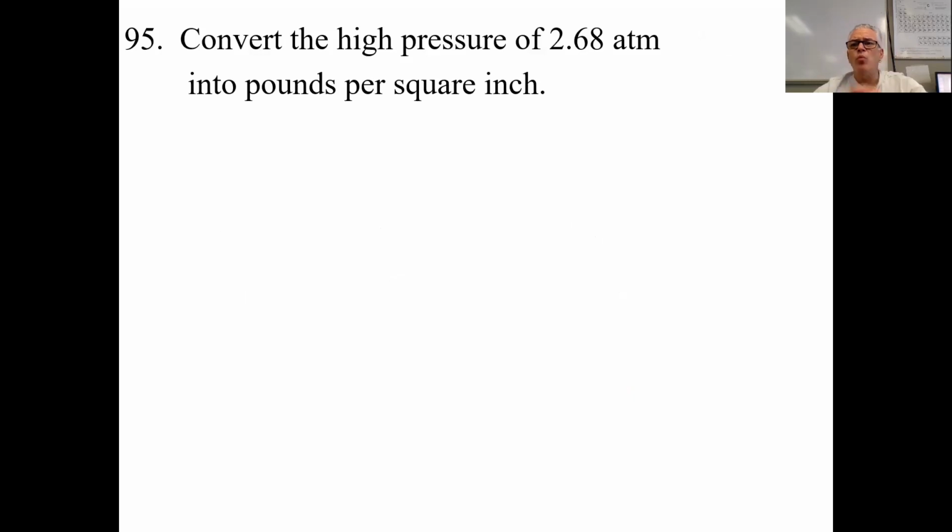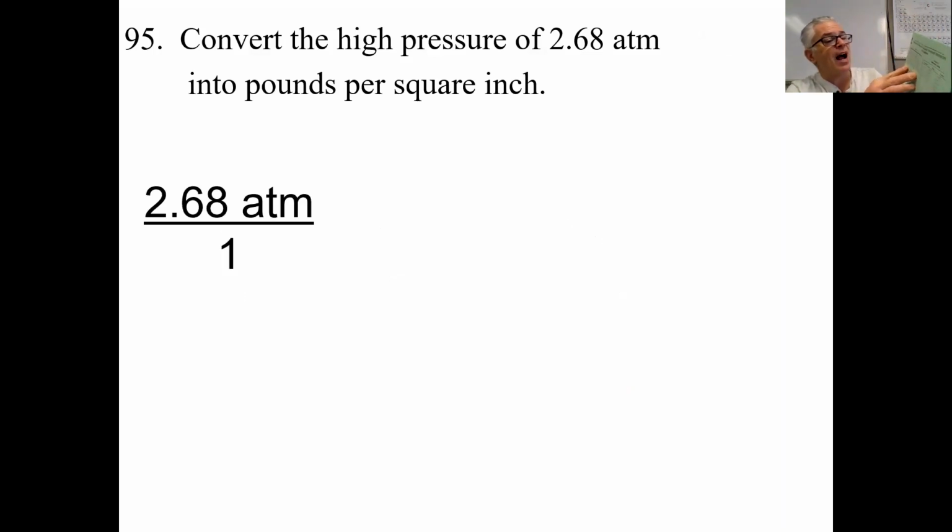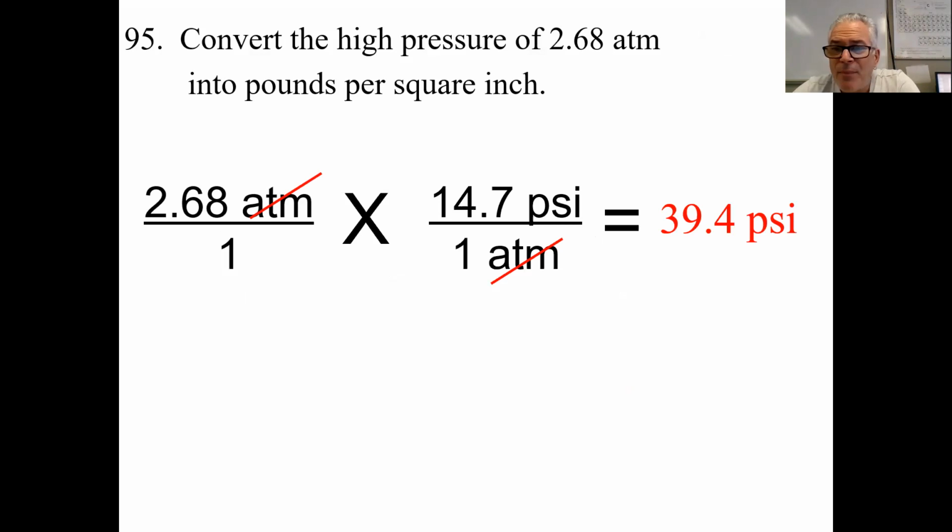High pressure. Now, when 1 atmosphere is pressing on you, that's normal. When 2 atmospheres press on you, that's double. This is 2.68 atmospheres. What would that be in pounds per square inch? Well, starting point, 2.68 atmospheres. And I know, because I have it here and here, 1 atmosphere is the same as 14.7 pounds per square inch. So I can make a conversion factor. Put the atmospheres in the denominator so they cancel my starting point, and I turn this into 39.4 psi.